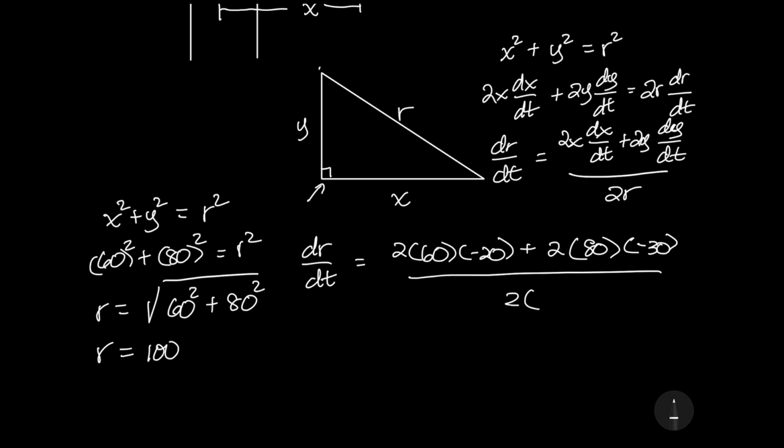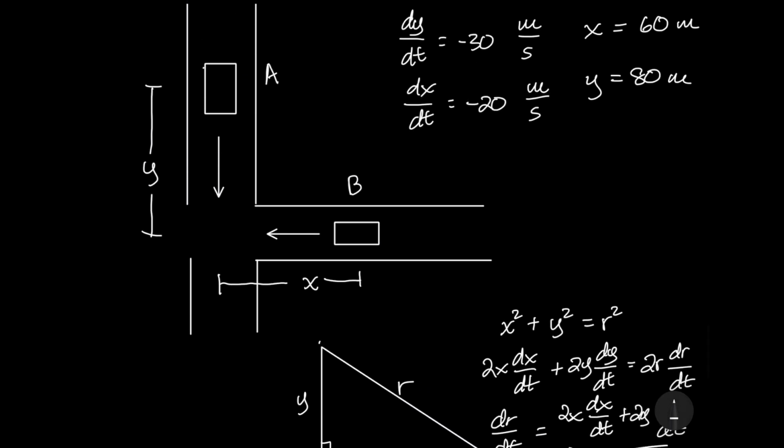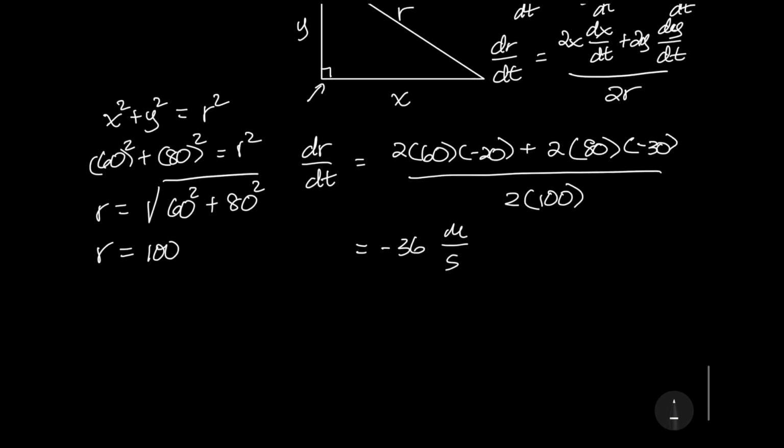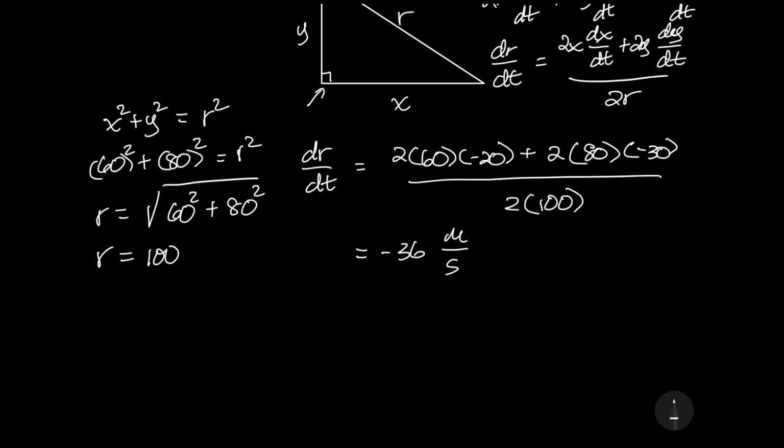So let's plug in 100 for r over here. So here is our expression for dr/dt. It's going to equal 2 times 60 times negative 20 plus 2 times 80 times negative 30, divided by 2 times 100. And that comes out to negative 36 meters per second. So at this specific instant in time, when car B is 60 meters from the intersection and car A is 80 meters from the intersection, given the speeds of the cars, the distance between the two cars is decreasing at a rate of 36 meters per second.